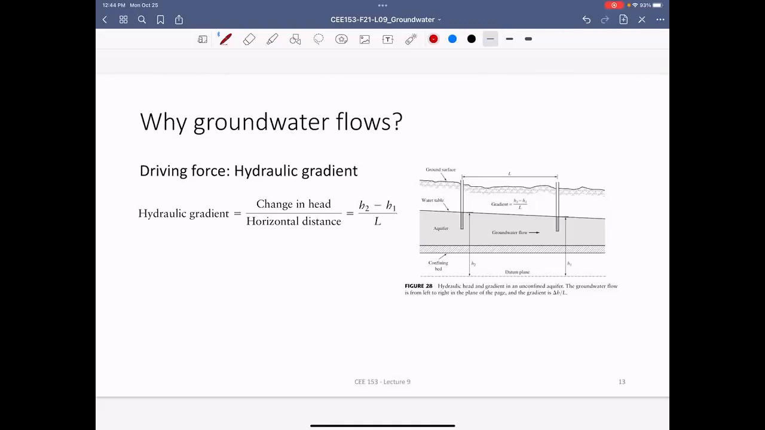All right, so as you can see, the reason why groundwater moves is because there is a force making it move. And that force is basically the difference in height of groundwater. That height is called head, groundwater head, meaning how high the water is.